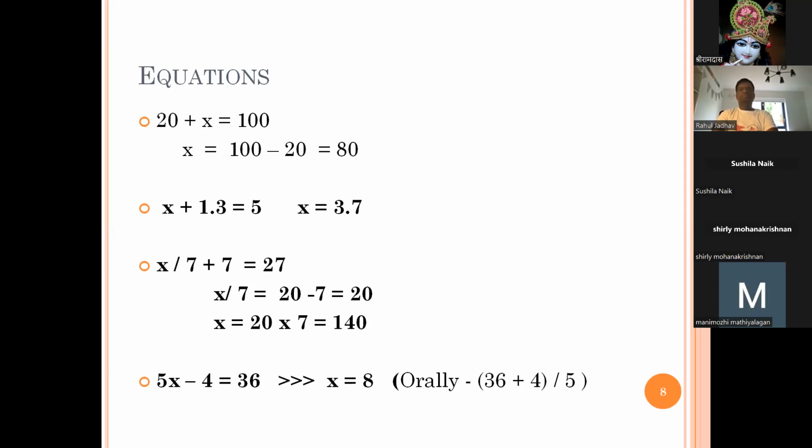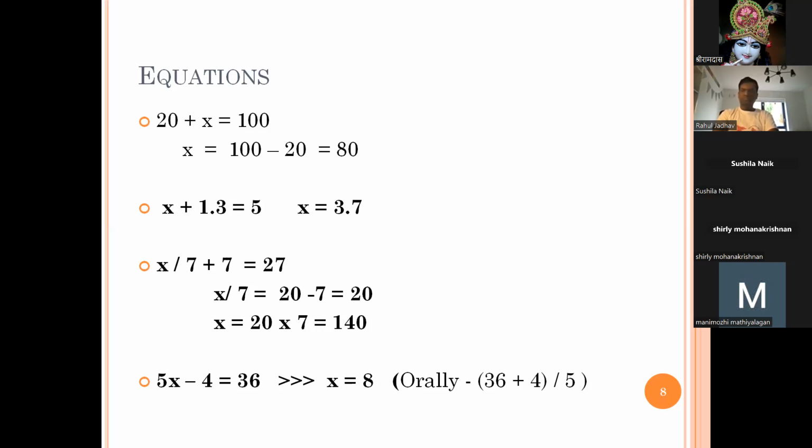Very simple. x plus 1.3 equals 5. So 1.3 will move to the right-hand side. Change the sign, parivartya. So 5 minus 1.3 is 3.7. Now x divided by 7 plus 7 equals 27. So 7 moves to the right-hand side. 27 minus 7 is 20. Divided by 7, it becomes multiply. So x becomes 140.